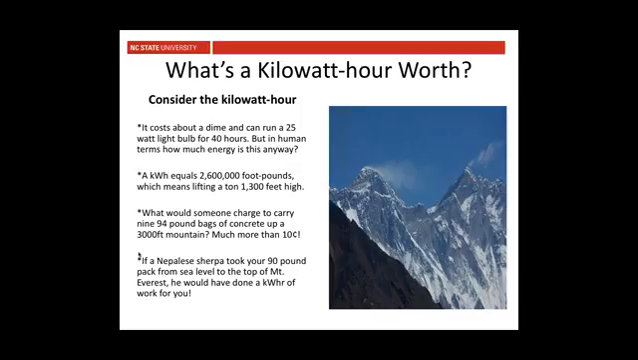The going price for a kilowatt hour from the utilities is 10 cents in most parts of the country. Yeah, it's more expensive in Hawaii, but they've got to import all their fuel. 10 cents is the average price in North Carolina and a lot of southeast states. So 10 cents a kilowatt hour can run a 25 watt light bulb for 40 hours. But what is that in human terms?